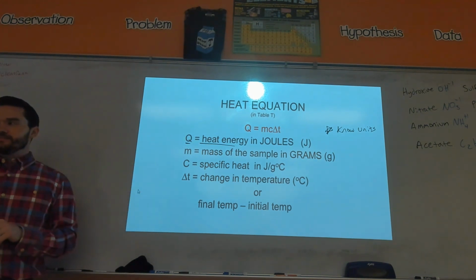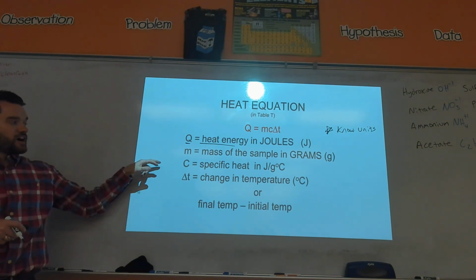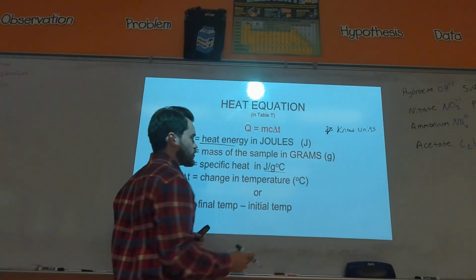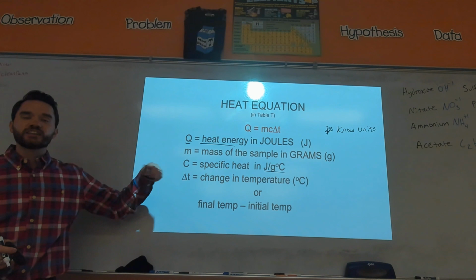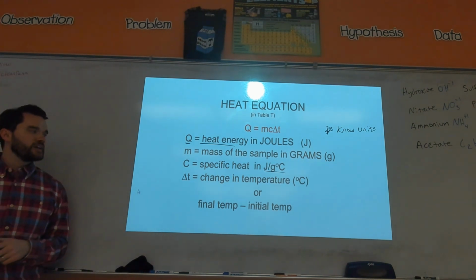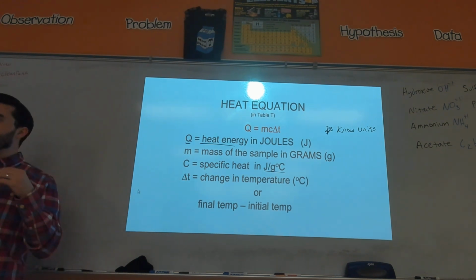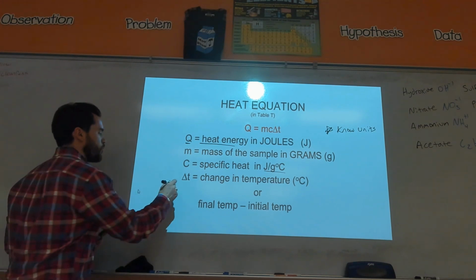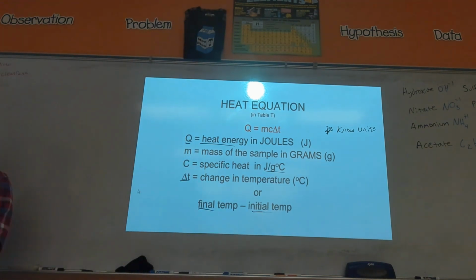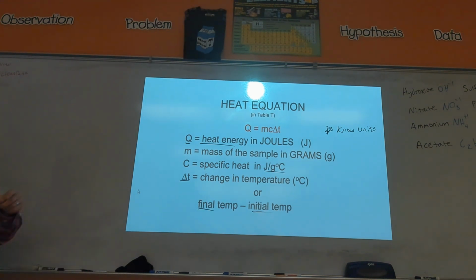And then there's m, mass of your sample. We measure that mass in grams. C is your specific heat. I want you to know these units: joules over grams degrees Celsius. So this C is what we talked about on the last slide, how easy or hard it is to heat something up. And then delta T, change in temperature. Remember that triangle, you say that as delta. Delta always in science is final minus initial. So in this case, because it's delta T, T is temperature, it's the final temperature minus the initial temperature.